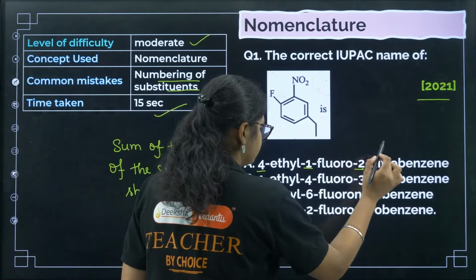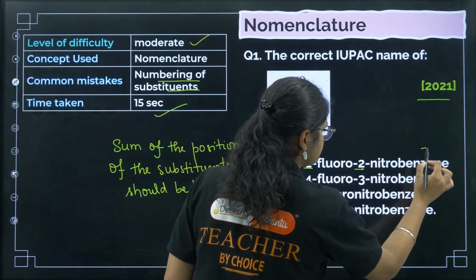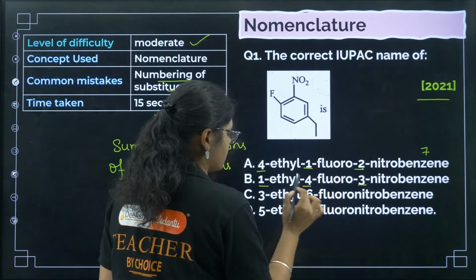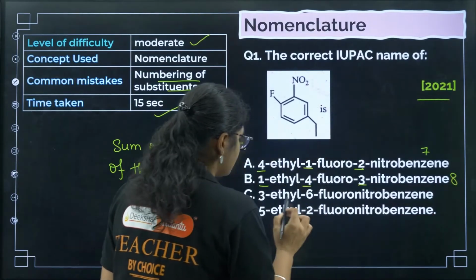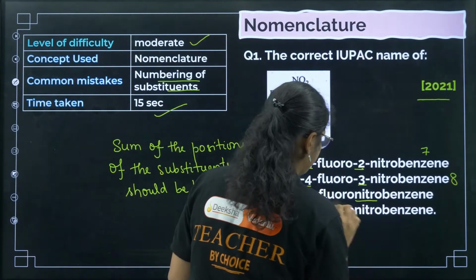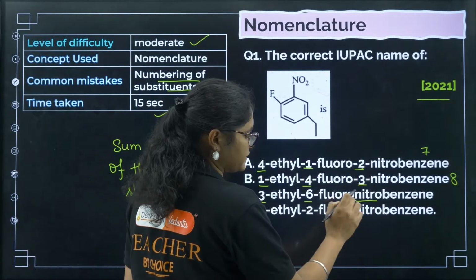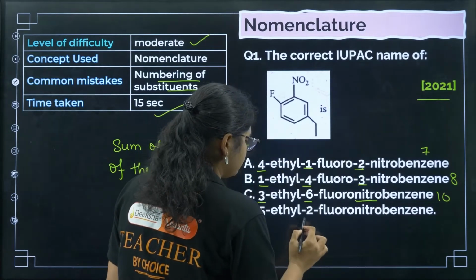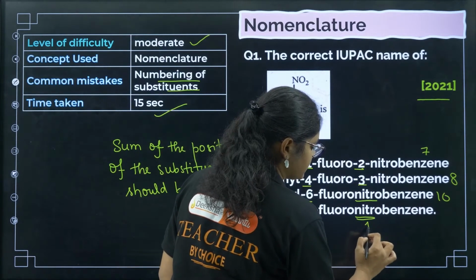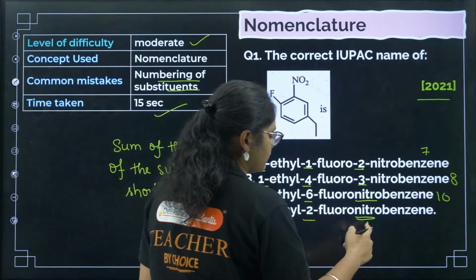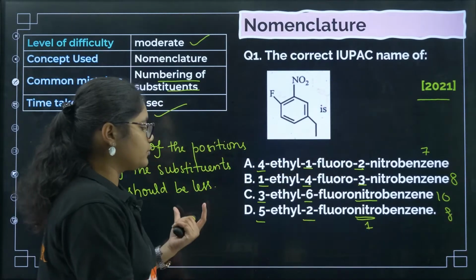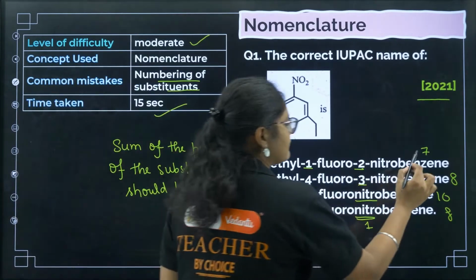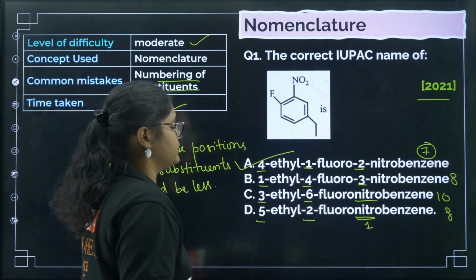Now in the first option, 4, 5, 6, 7, if I add the positions of the substituents, it is 7. Here it is 4, 3, 1, which is 8. Here it is 6, 3 and 1; nitrobenzene is taken as 1, which is why it is not mentioned. So 6 plus 3 is 9, plus 1, 10. And here it is 5, 6, 7, and nitro is not mentioned, which means it is position number 1. So 5, 2, 1, that is 8. According to the rule, the lowest substituent sum should be the correct one. Option A has the lowest sum, so option A will be the correct answer.